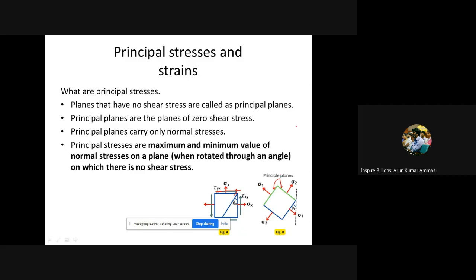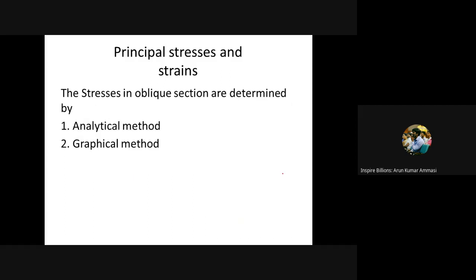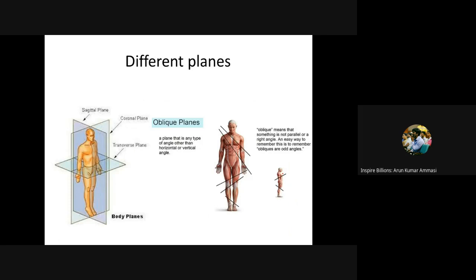So the maximum and minimum values of the normal stress on a plane, when the material is rotated to a definite angle where there is no shear stress, are called principal stresses. Just compare these two, and you will easily remember principal stresses, right? These principal stresses can be determined by two methods. One is the analytical method, the second is the graphical method. In the graphical method, Mohr's circle is highly used for defining the principal stresses and strain. For the analytical method, I'll be sharing the following slides for calculating the stresses. In order to understand principal planes and principal stresses, at some point in our life we would have gone through a CT scan or MRI scan.